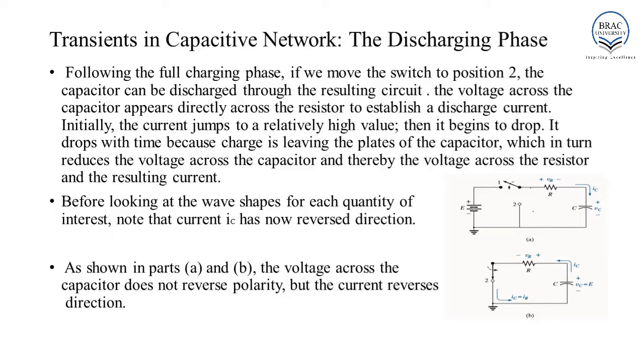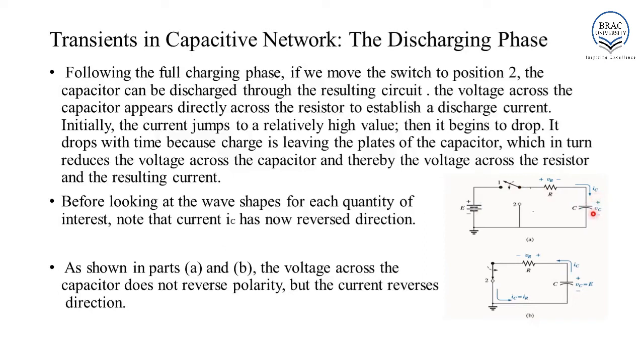Transients in capacitive network, the discharging phase. Now, if we consider this network, when the switch is connected to point A, the capacitor will start charging. Initially, as soon as the switch is closed, the current flowing through the circuit will be maximum. That is, IC will be equal to E by R.